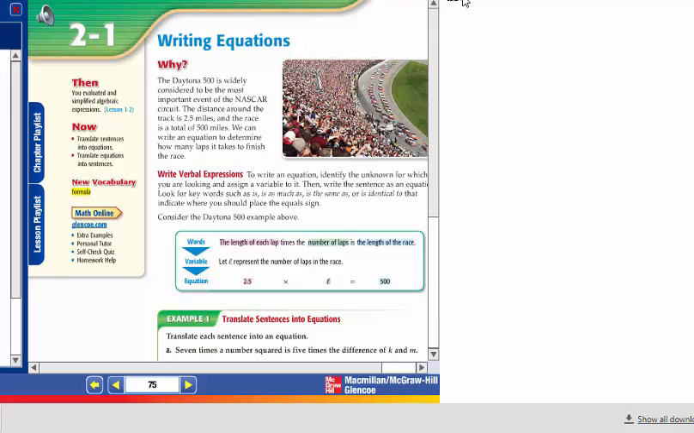Okay, this is chapter 2, lesson 1 on how to write equations. And I would like to start with noticing that what we're going to do is translate sentences into equations and translate equations into sentences.